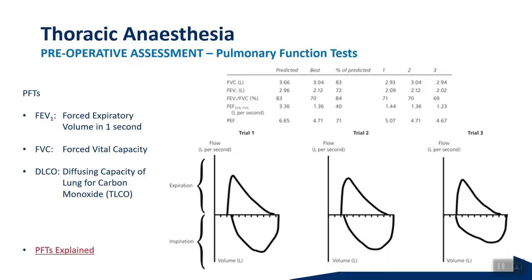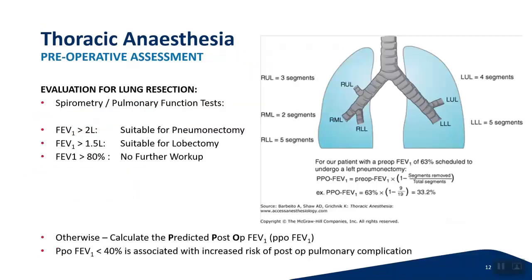In general, a baseline FEV1 of more than 2 liters indicates suitability for pneumonectomy while a value greater than 1.5 liters is accepted for a lobectomy. Patients with FEV1 greater than 80% predicted usually require no further workup and can proceed for surgery. The value of importance is of course the predicted post-op FEV1 or PPO FEV1.